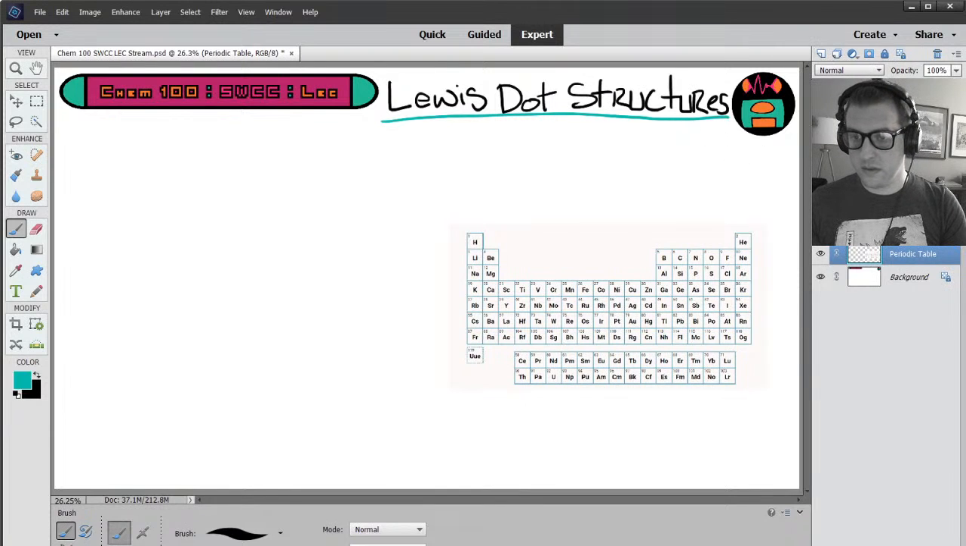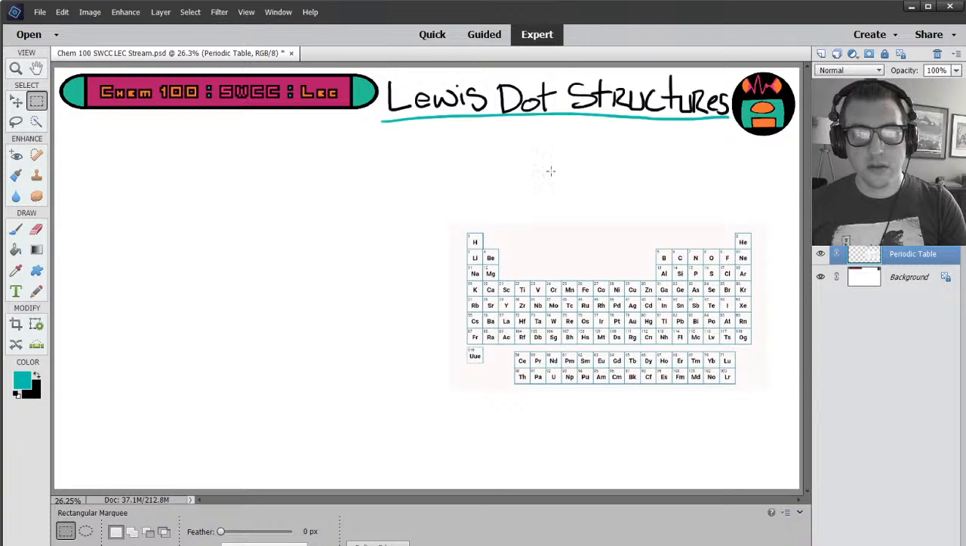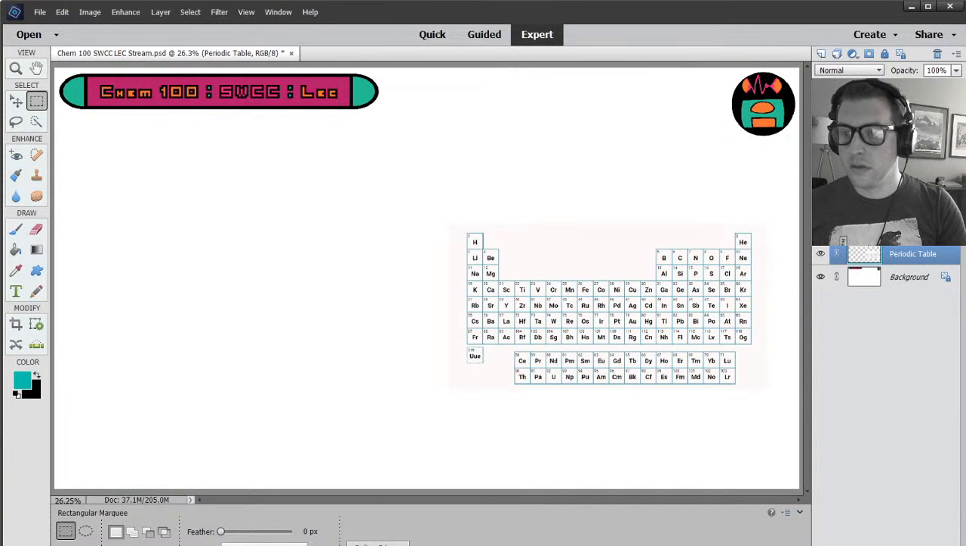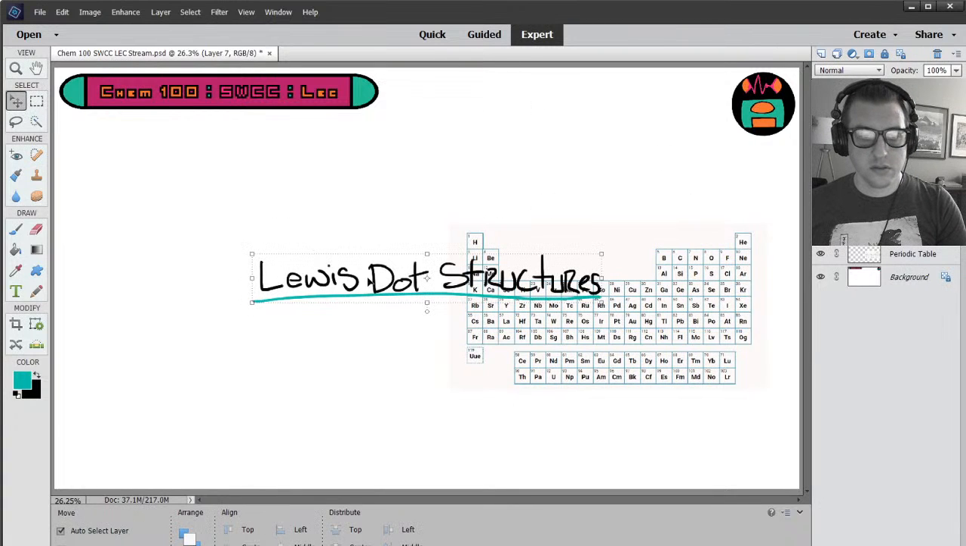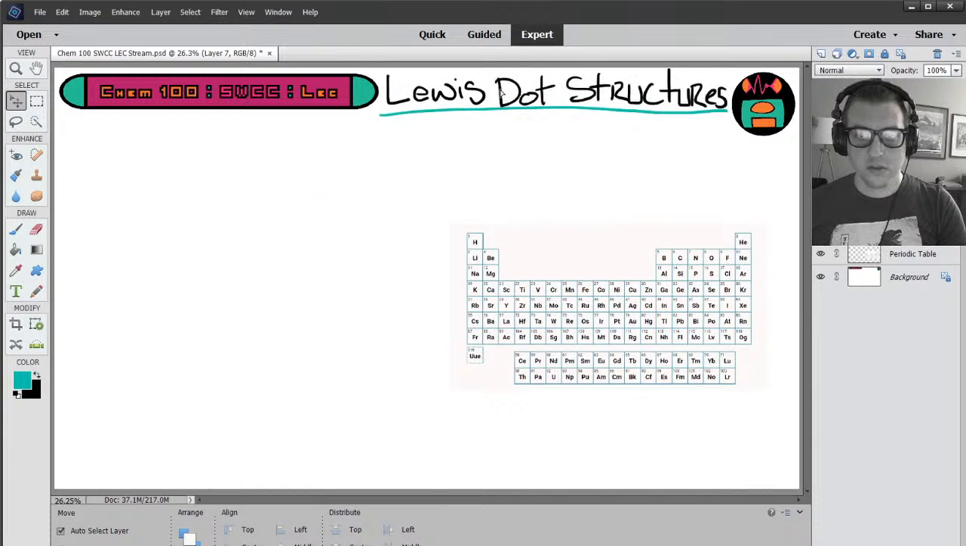Oops. Hang on one second. I popped this down in the wrong layer. All right, good to go.